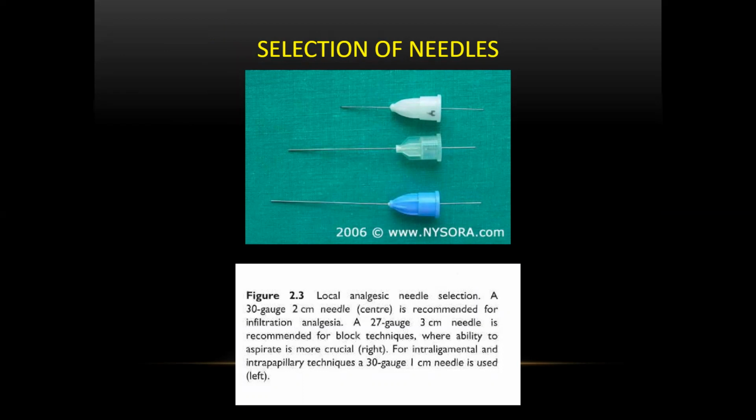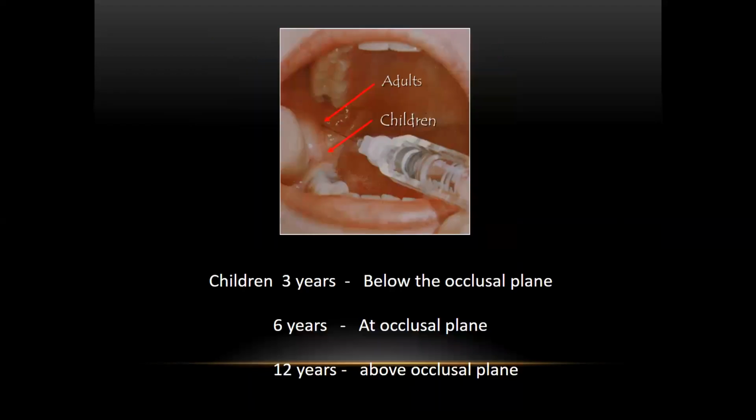The selection of needles, say local analgesic needle selection: a 30 gauge 2 centimeter needle is recommended for infiltration analgesia. A 27 gauge 3 centimeter needle is recommended for block techniques, where our ability to aspirate is more crucial. For intraligamental and interpapillary techniques, a 30 gauge 1 centimeter needle is used.